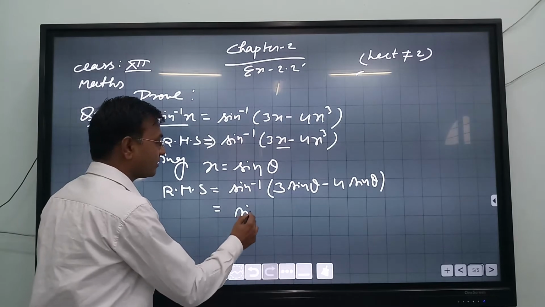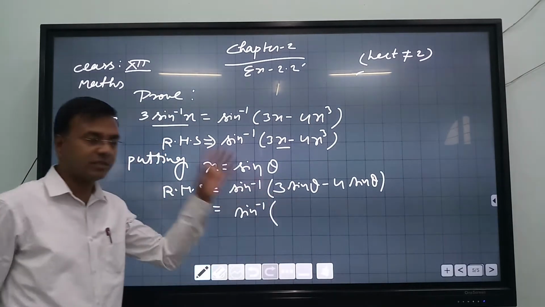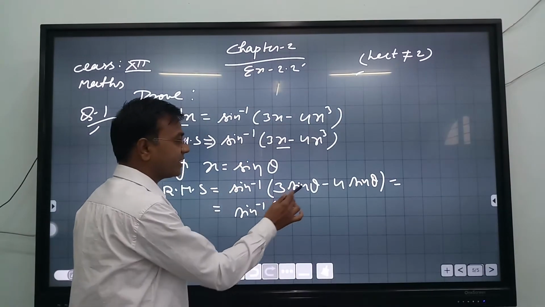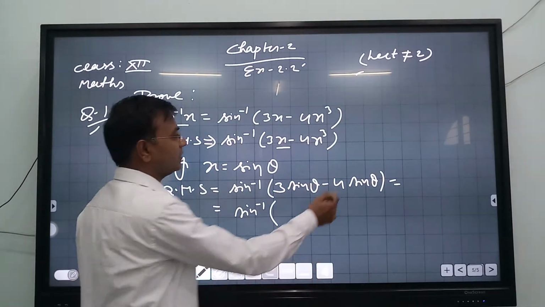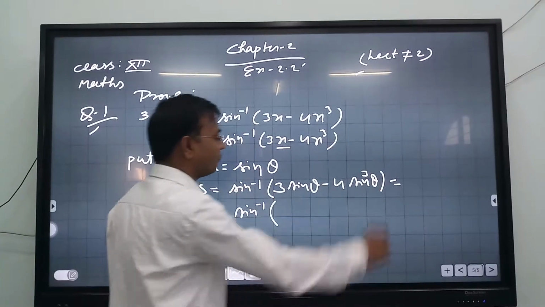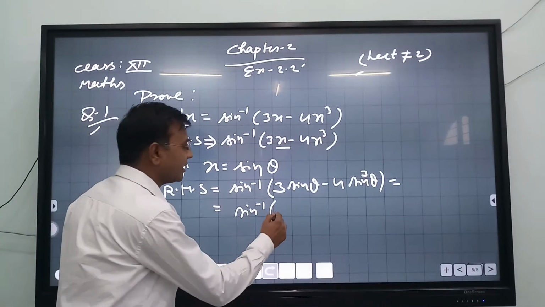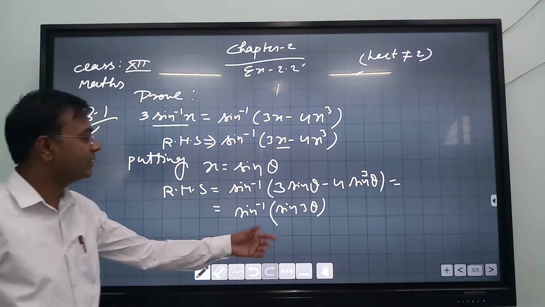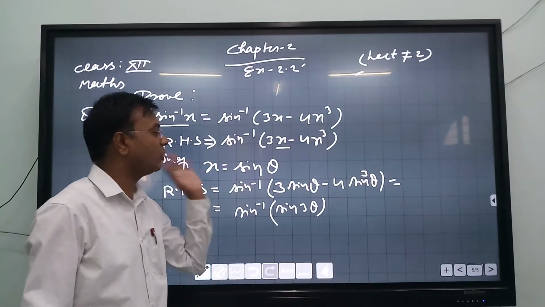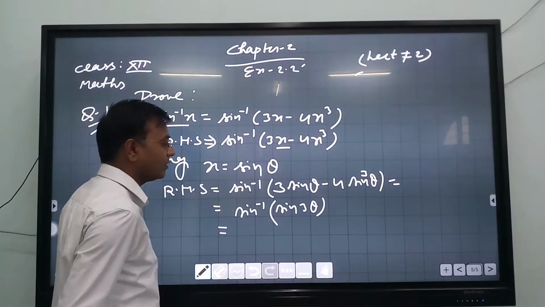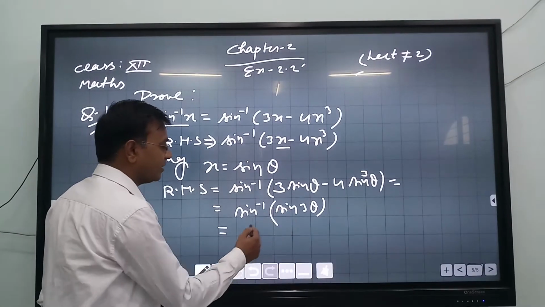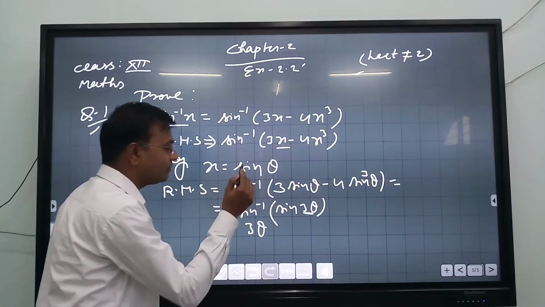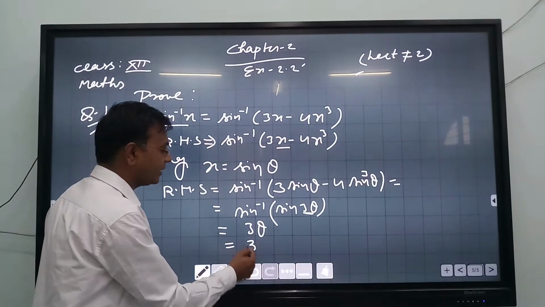So just recall class 11th chapter 3. This is the identity of 3 sin theta minus 4 sin cube theta, which is the identity of sin 3 theta in class 11. Sin 3 theta equals this whole expression. So now by the property, sin inverse of sin 3 theta equals only the angle, that is 3 theta.